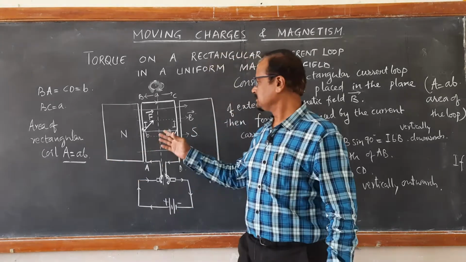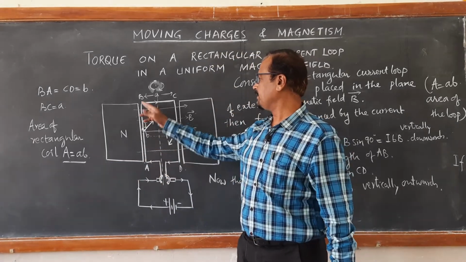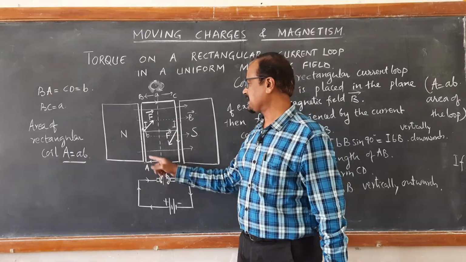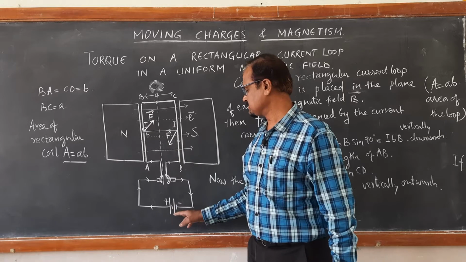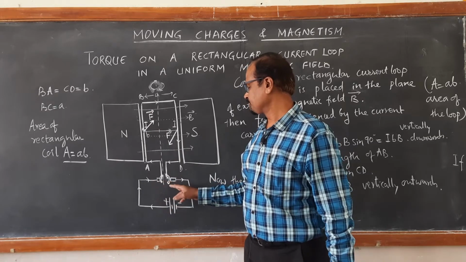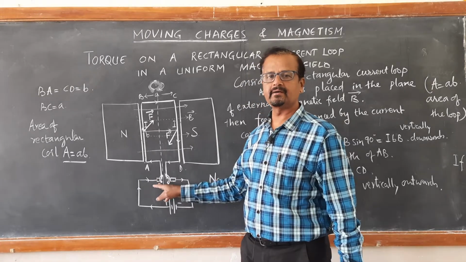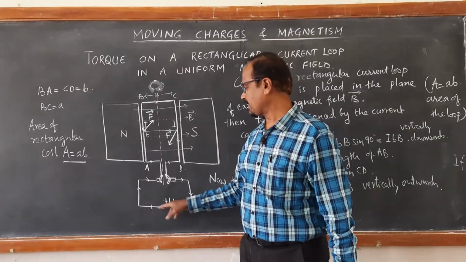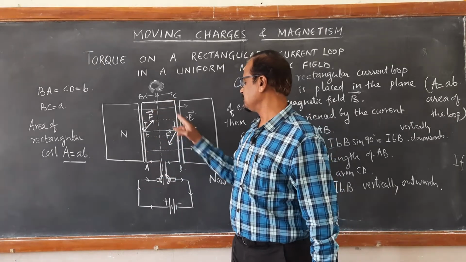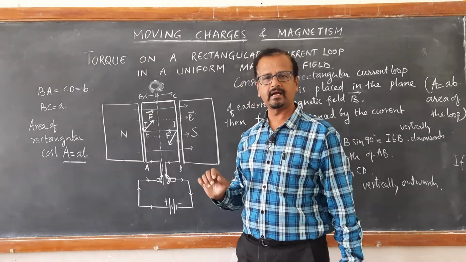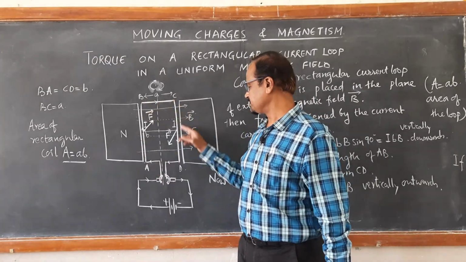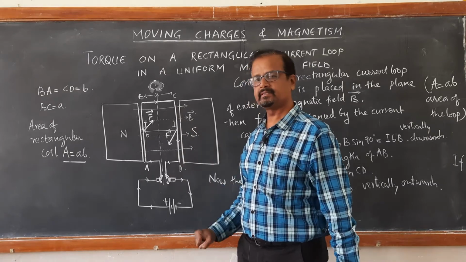Now consider a rectangular loop ABCD, which is carrying current. You see, this is the battery connection with the help of split rings, and these are the graphite brushes. When the current passes through this, you see, ABCD is the rectangular current loop. Current flows from A to B, B to C, C to D and D back, right?